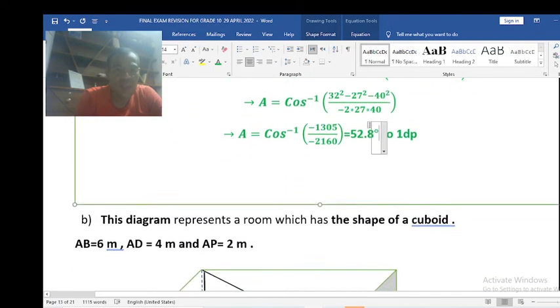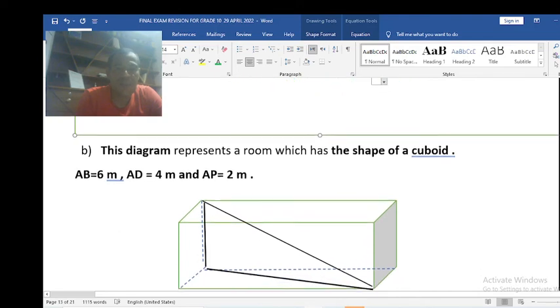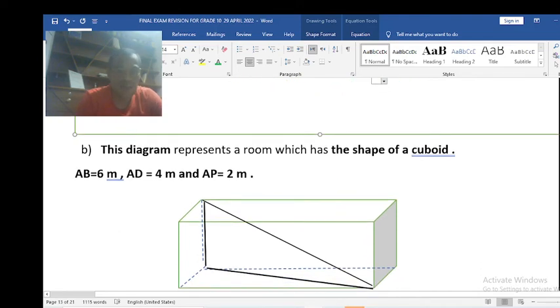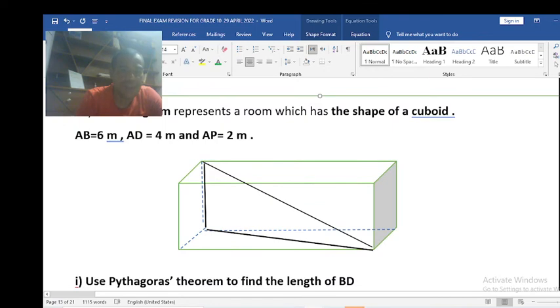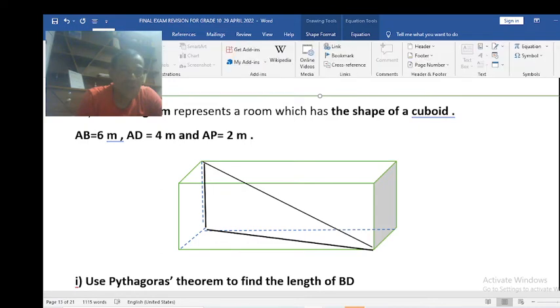Now the diagram represents a room which has the shape of a cuboid. AB is equal to 6. I will use this one to show you.